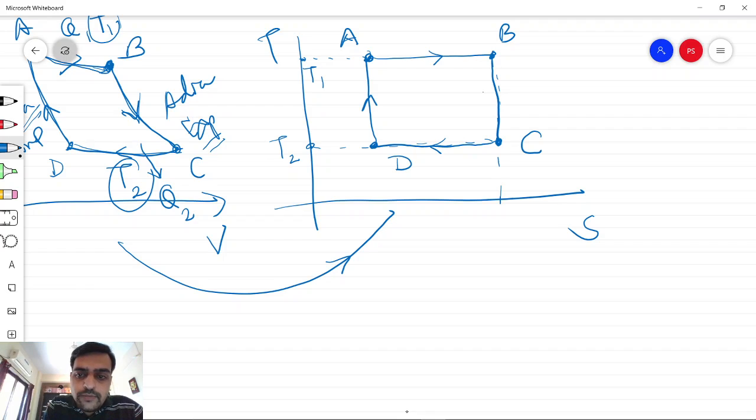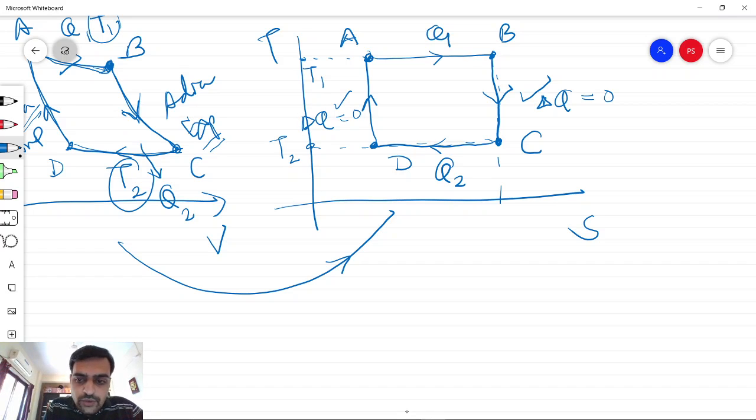Now we should note that an amount of heat Q1 is entering the system here, and an amount of heat Q2 is leaving the system here, whereas from B to C and D to A, the process being adiabatic, the amount of heat entering or leaving the system is 0. So here no heat is involved, so delta Q should be 0 in these processes.